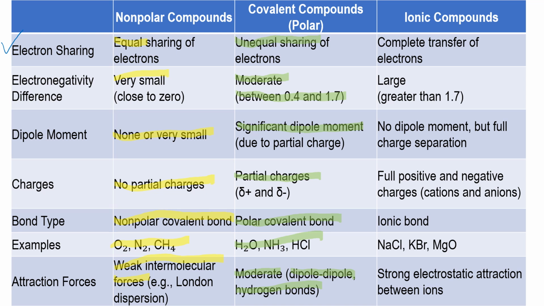And lastly, your ionic compounds, there is a complete transfer of electrons. Complete transfer meaning the electronegativity difference is very large, greater than 1.7, and there is no dipole moment since we have no partial charges but full charge separation. So you have here your cations and anions, and you have your ionic bonds. So these are the examples for that. And your attraction forces here are strong electrostatic attraction between your ions.